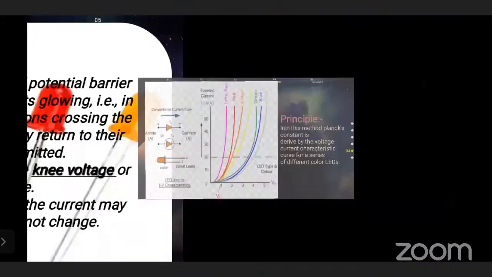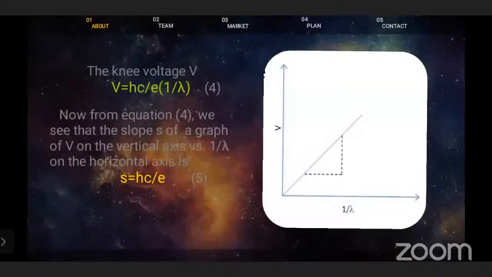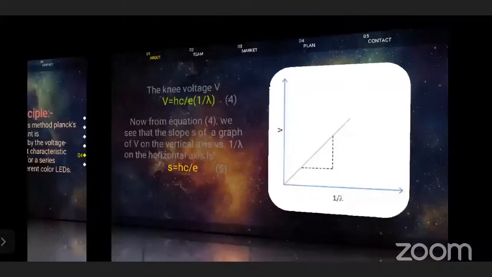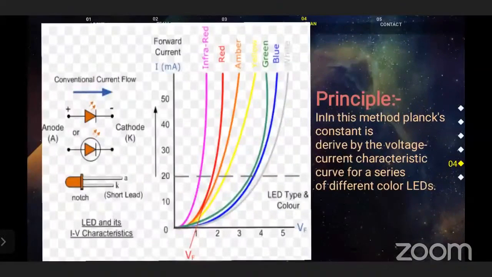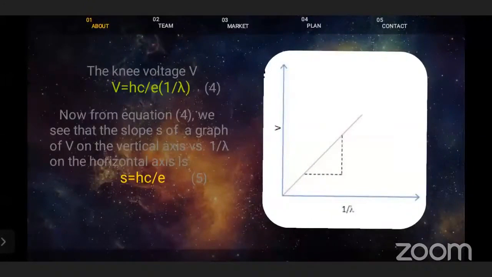The principle behind this is that in this method, Planck's constant is derived from the voltage-current characteristic curve for a series of different color LEDs. Now, the light energy emitted during forward biasing is given as E equals h nu, that is hc by lambda. And if V is the forward voltage applied across the LED when it begins to emit light, that is the knee voltage, E equals eV. So we obtain the relation V equals hc by e into 1 by lambda.